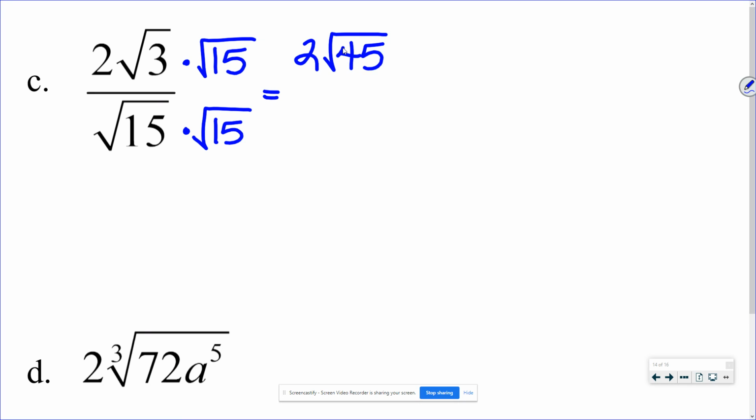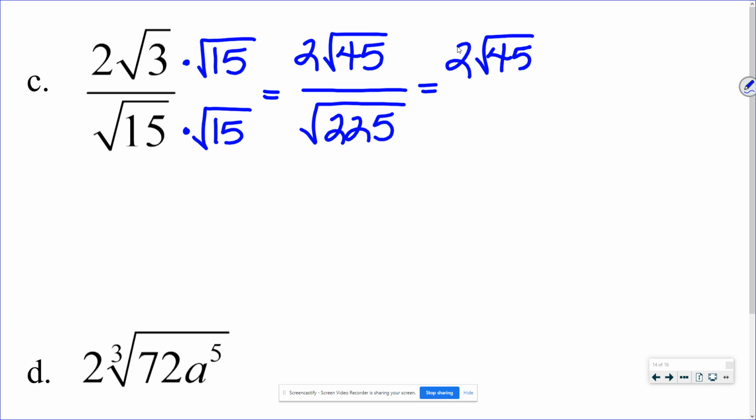So we're going to simplify. On the top, I'm going to multiply the 2 square root numbers together. So 3 times 15 is 45. On the bottom, I'm going to multiply 15 times 15, which I believe is 225. And I'm going to simplify. So 2 radical 45. Actually, that's going to simplify. Let me do some work here.